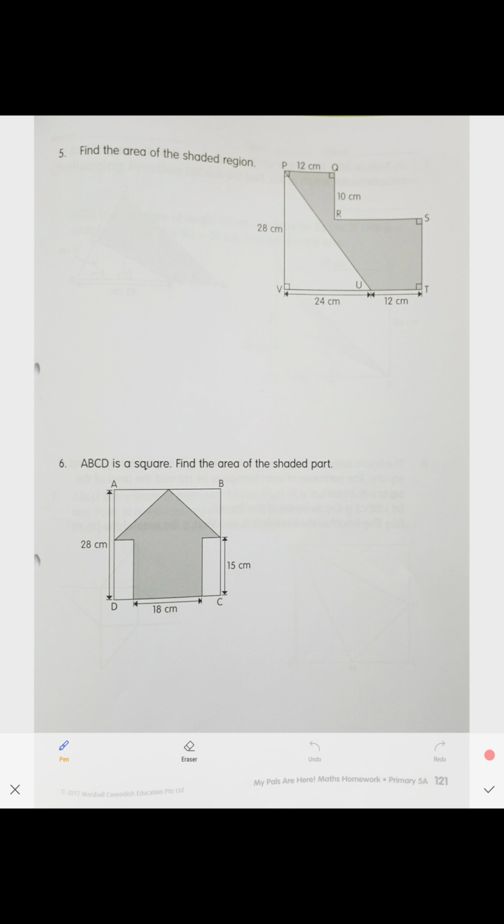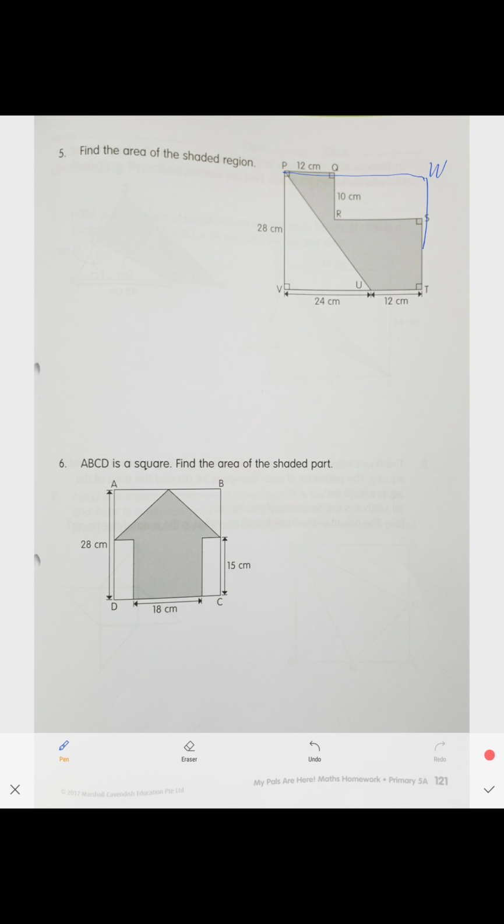Okay, next problem. Find the area of the shaded region. All right, look at the figure. Everything becomes very clear, right? You have this big rectangle, right? And if you want to find the shaded area, you need to remove this triangle and this rectangle. Very, very straightforward, right? So first, let's call this point W.